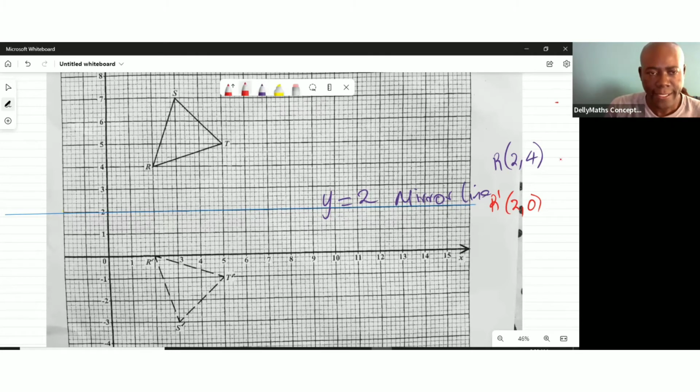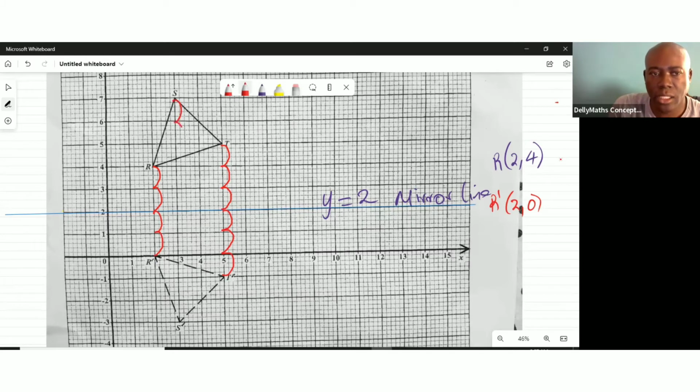For example, let's look. R is 1, 2 units above Y equal to 2. So R prime will fall 1, 2 units below Y equal 2, and we're seeing that. Let's look at T. T is 1, 2, 3 units above Y equal 2. So if it is a reflection, it's going to fall 1, 2, 3 units below to find the image for it. And we're seeing that.